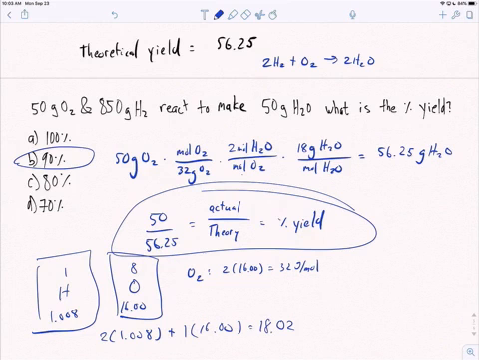I just wondered, where did you get the 32 from? Is that from the atomic mass of O2? O2 is 2 times oxygen. Oxygen is 16, yeah, 16 times 2. Okay, and were we supposed to try and work the same thing for this? Yeah, but if you do that, that's in such excess.